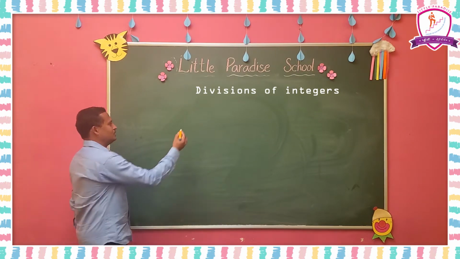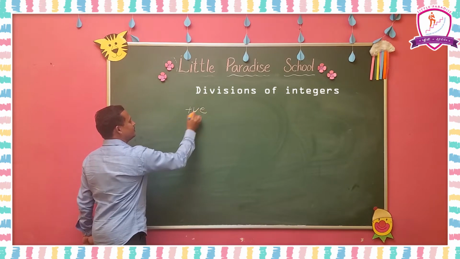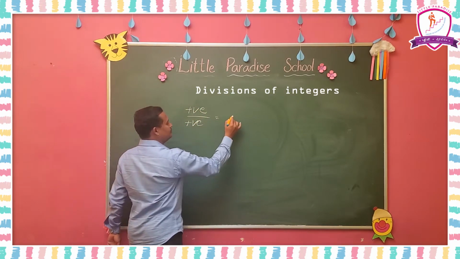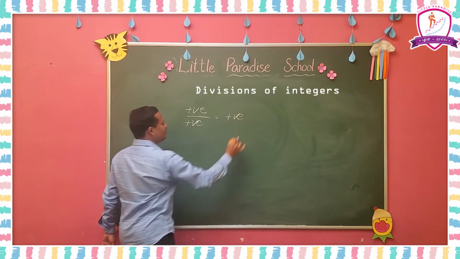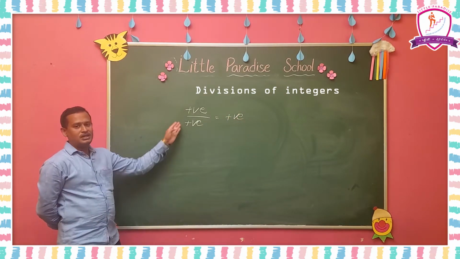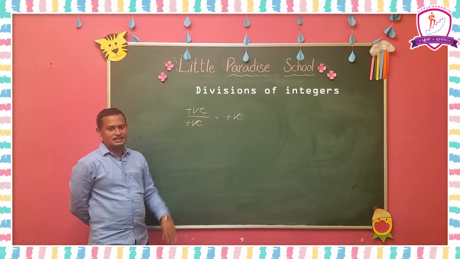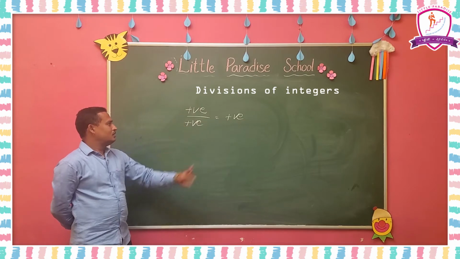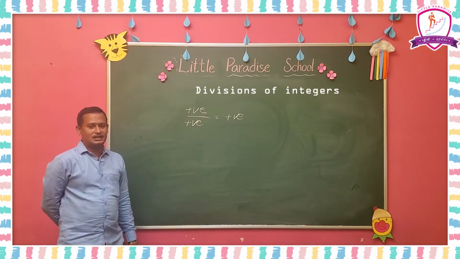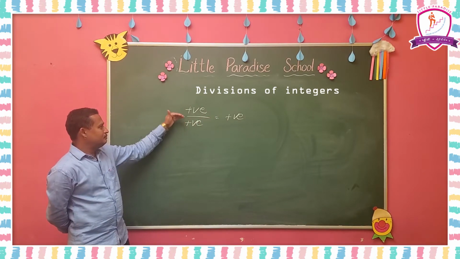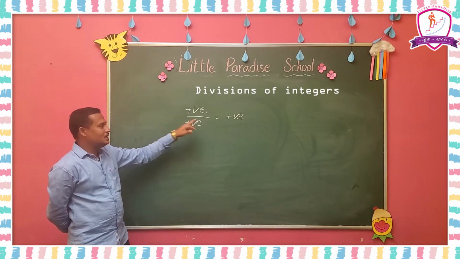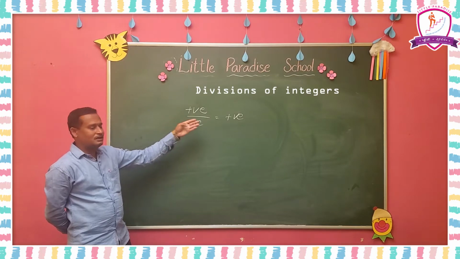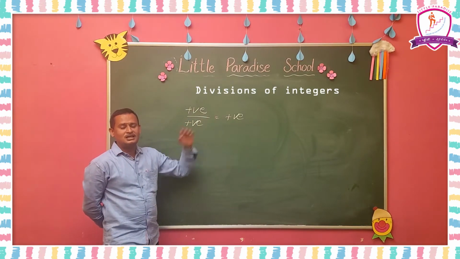Here I am going to explain that a positive integer divided by a positive integer will become a positive integer. When we divide two positive integers, we get a positive integer as the answer. The answer means the quotient. It will be the dividend and it will be the divisor. So the numerator and denominator become the dividend and divisor, and the result is the quotient. When we divide two positive integers, we get a positive answer.